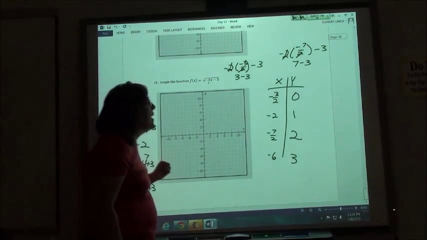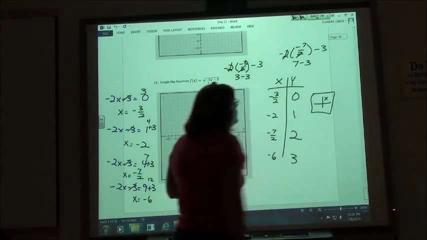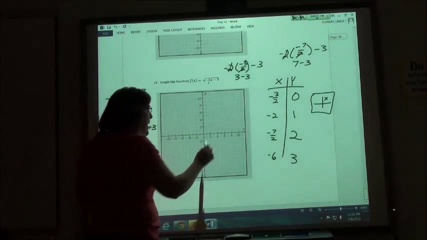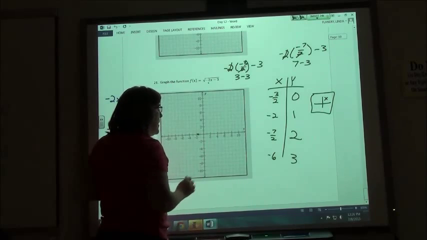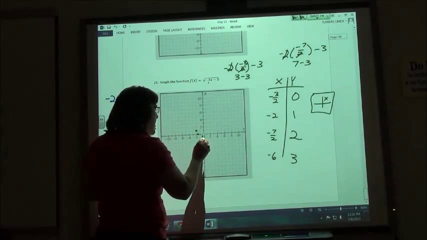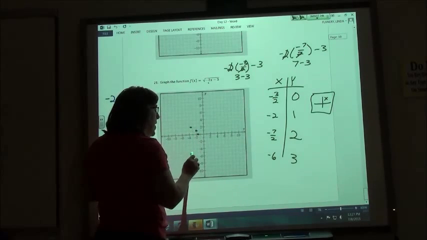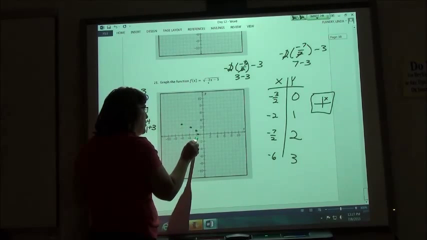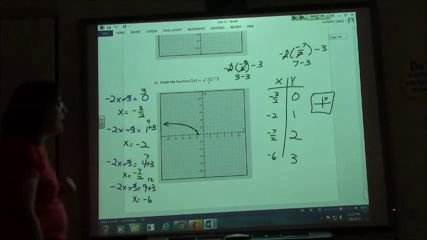So on this one, I'm going to have to use that plot point tool because I've got those fractions. So I'm going to have to type my ordered pairs in. I'm going to just estimate it. Negative 1.5 is at 0. Negative 2 is at positive 1. Negative 3.5 is up at 2. And negative 6 is at 3. So this graph is going to look something sort of like that.